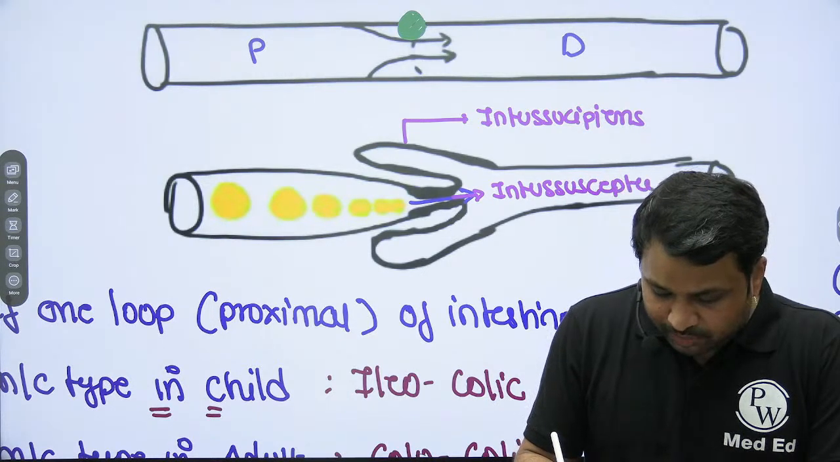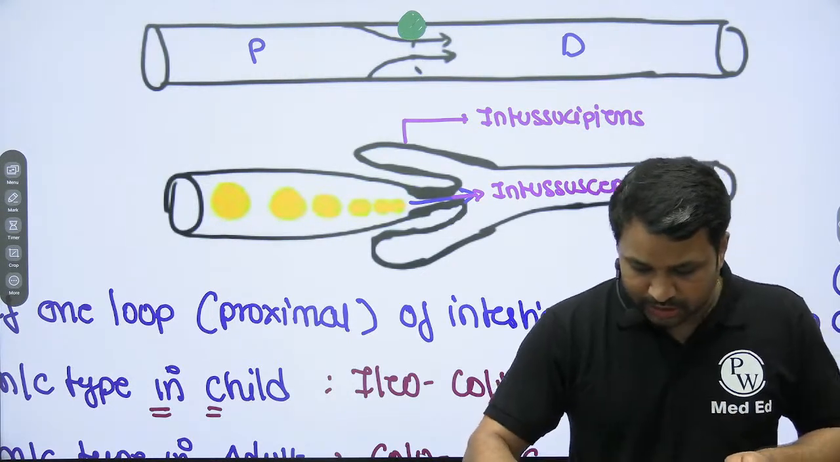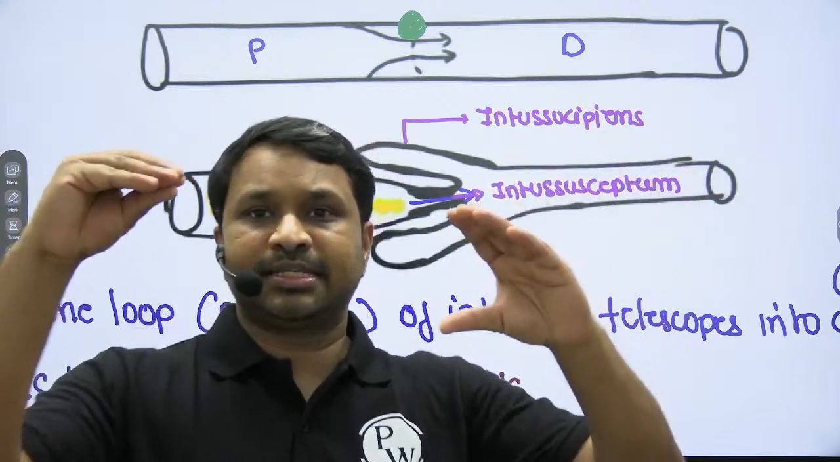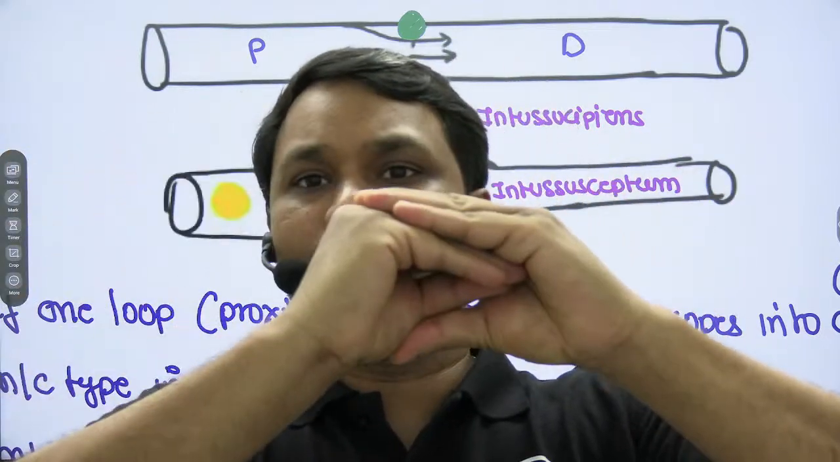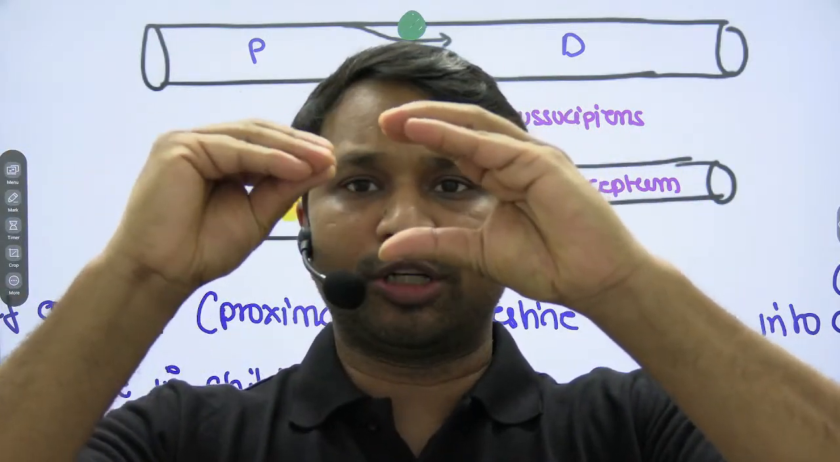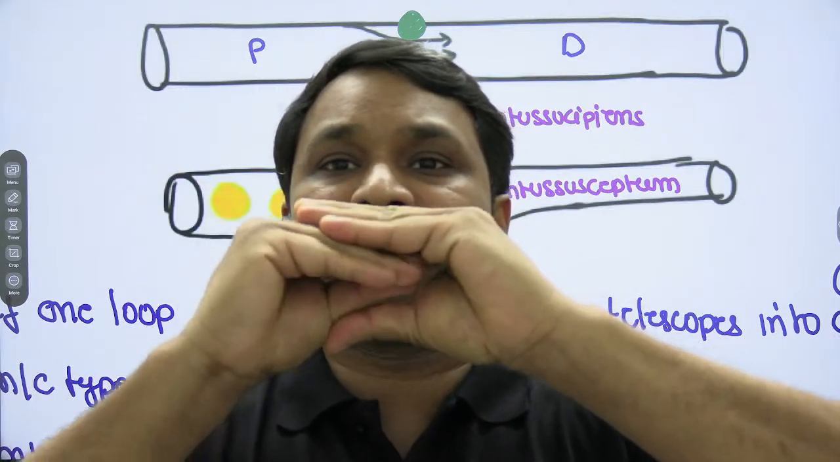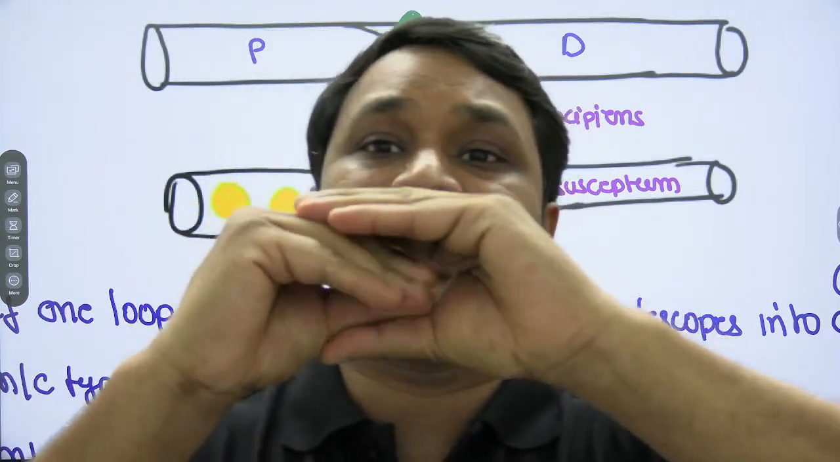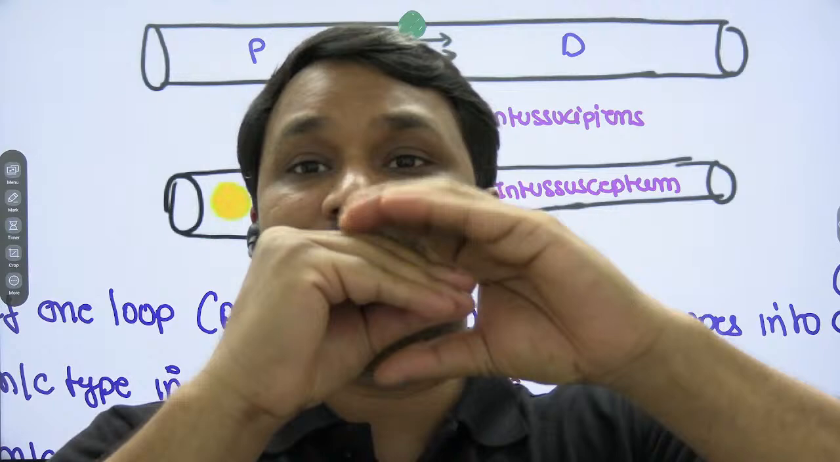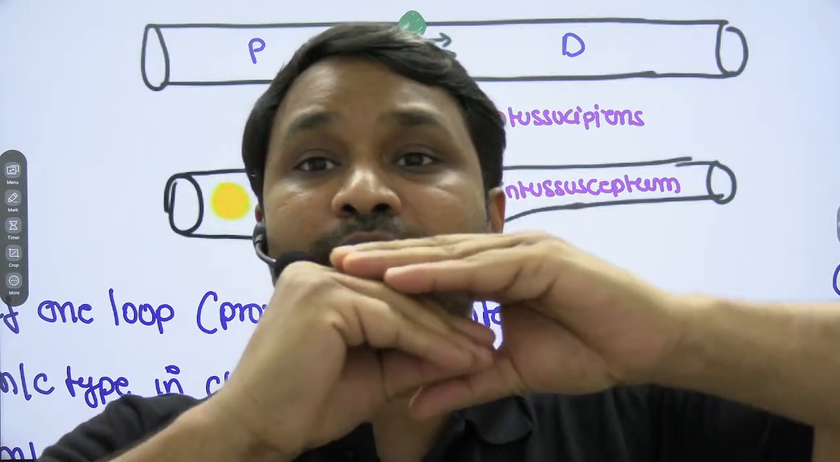So the part of the bowel that actually goes in. If you look here, this is the loop of the bowel, the proximal end, and it goes into the distal end. The part of the bowel that has gone in is called the intussusceptum, and the one that is accommodating it is called the intussuscipiens.